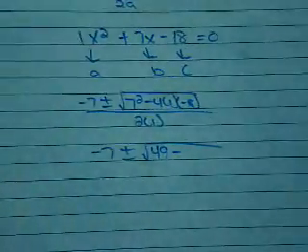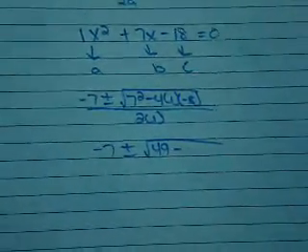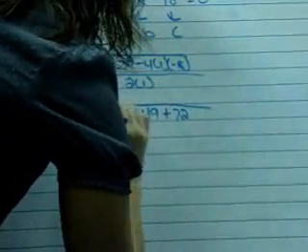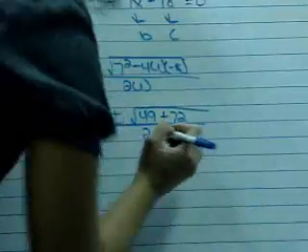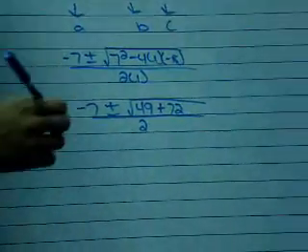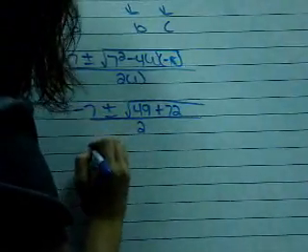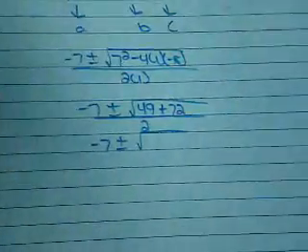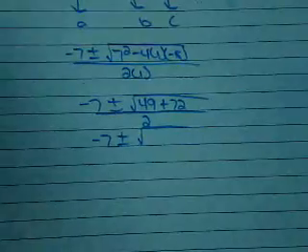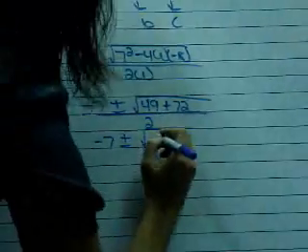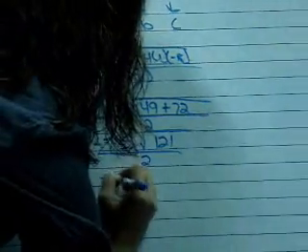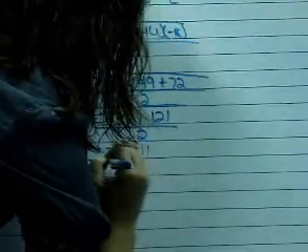Four times 1 times negative 18 gives us positive 72, because once again, a negative times a negative gives us a positive. 49 plus 72 gives us 121. The square root of 121 is 11.